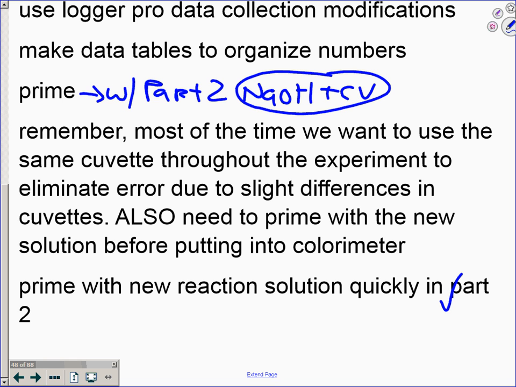Okay, cool. If you would like a lab apron, I do have those. You don't want to get CV on your shirt. Okay, let's go.